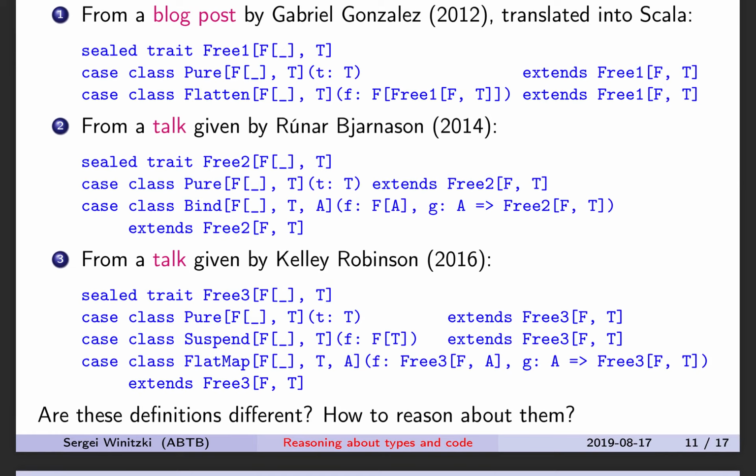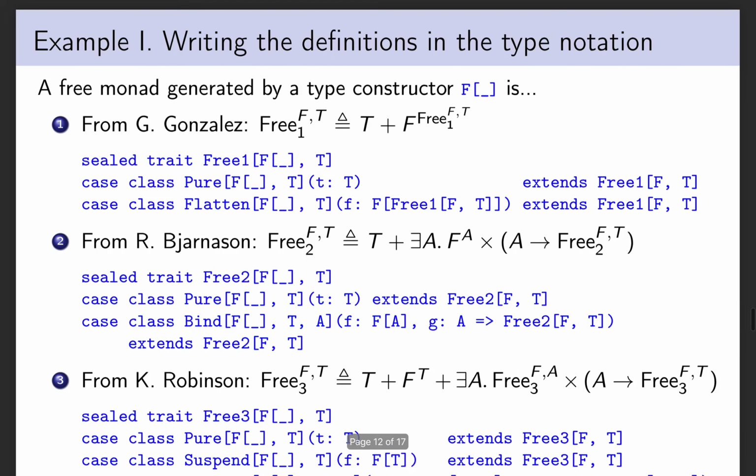Okay, so I was quite confused when I first looked at this. So what is the free monad? Which one of them? Are they the same? Or maybe some of them are actually not right. How do I even know what that is? What do these things do? In order to reason about them, my first step would be to rewrite them in the type notation so that all these names go away, all the syntax goes away.